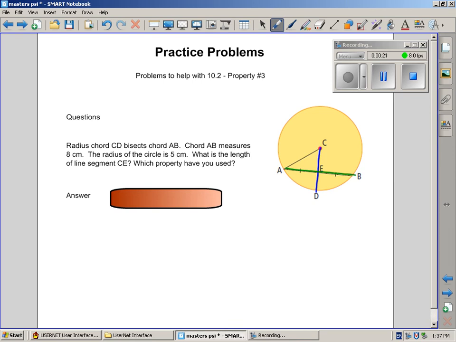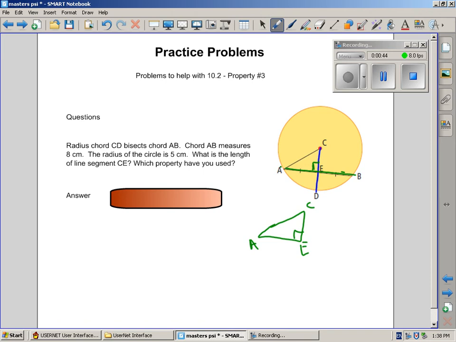Now what we know is if it bisects it, that this creates a 90-degree angle. One of our previous properties states that if it comes from the center and the radius bisects a chord, then it creates a 90-degree angle. So what we have here is a right angle triangle that I'm just going to draw down here. Okay, and you can see that we've got A, E, and C.